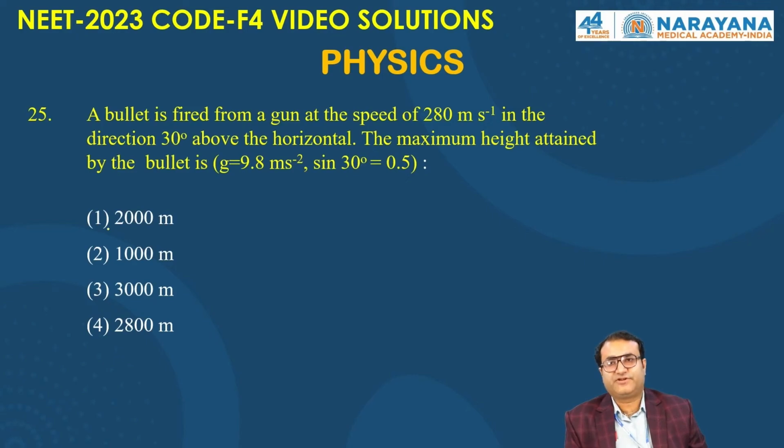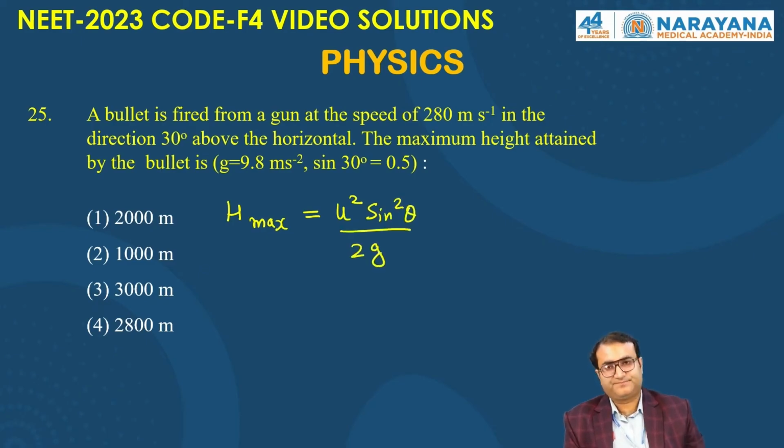Question number 25. You can see here g is 9.8 meter per second square, so you have to take g as 9.8 meter per second square. You have to find the maximum height. The bullet is fired with a speed of 280 meter per second at an angle of 30 degree above the horizontal. We can use the formula of maximum height. It is u square sine square theta divided by 2g. After putting all the values, it's a formula based question. You will get 1000 meter as the answer.